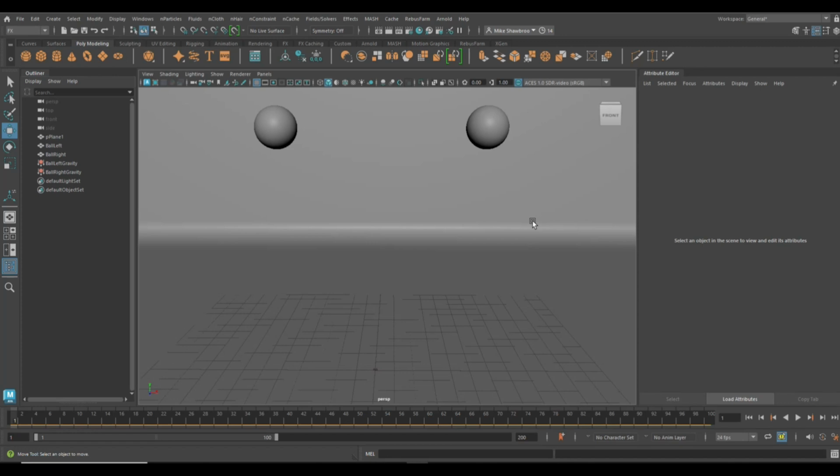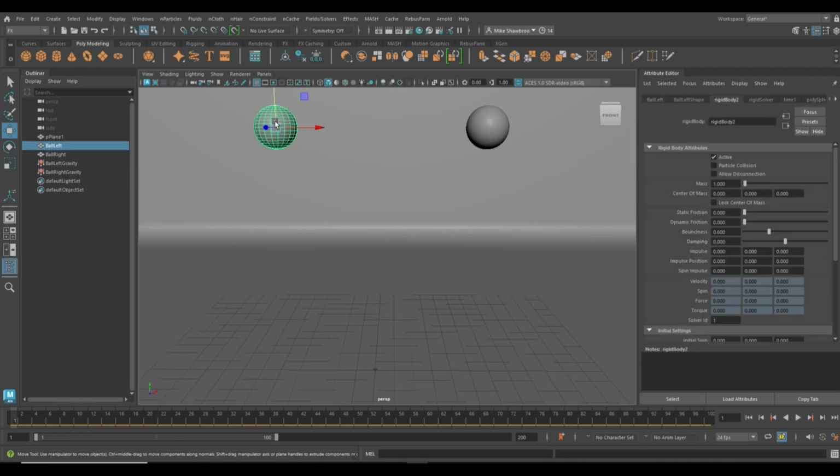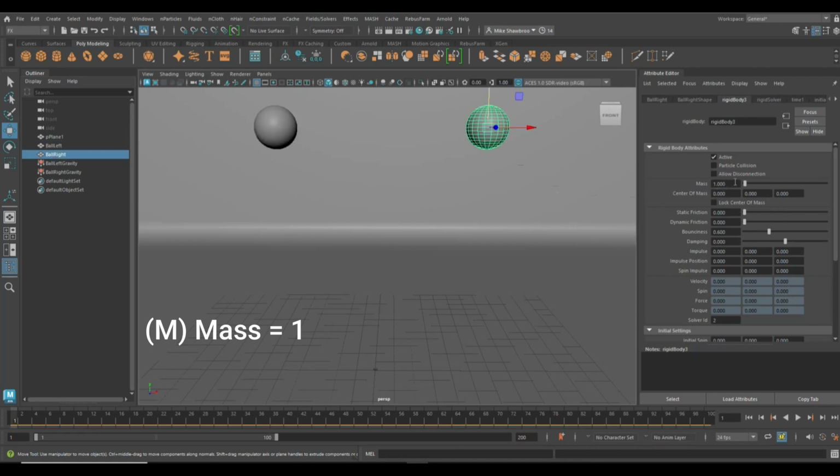So I have this set up here. We got two spheres. The one on the left has a mass of 1, so that could be 1 kilogram. The ball on the right has a mass of 1, so that could also be 1 kilogram. So they have an equal mass.